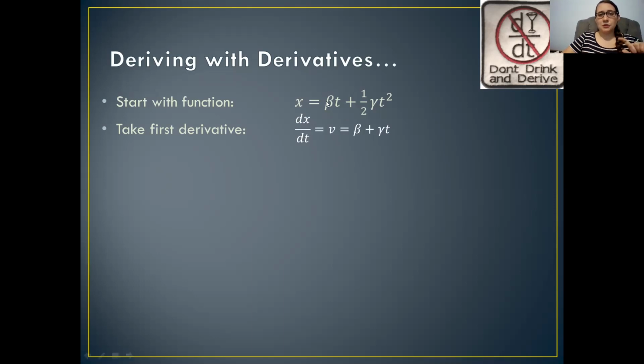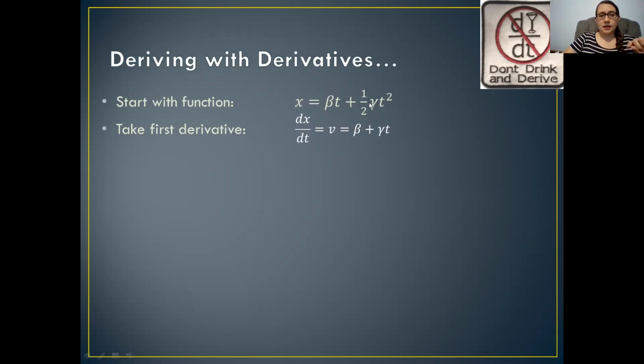And so when we take the derivative of this function, remember, apply that power rule that we talked about yesterday, we get beta plus gamma t. So remember, in the power rule, we multiply the coefficient by the exponent. So in this case, the exponent here is 1. So 1 times beta. And then we subtract 1 from the exponent. So t to the 1 minus 1 is t to the 0, which is 1. So we get just beta.